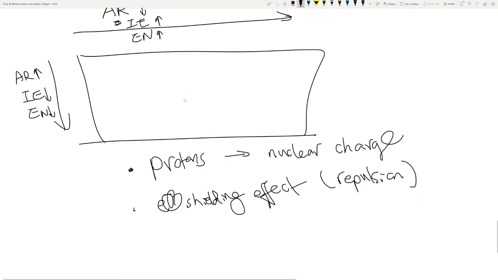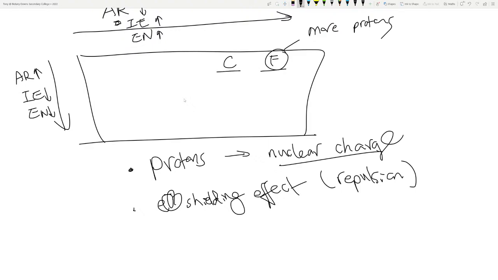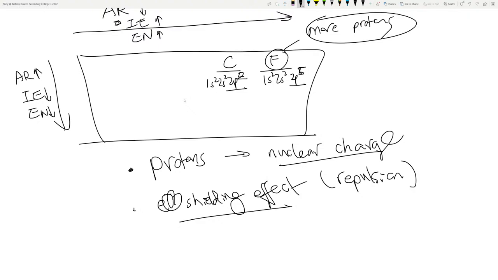For example, if I compare carbon versus fluorine, why is fluorine smaller? It's because fluorine has more protons. So what does that mean? That means it has more nuclear charge. And also, if you look at carbon and fluorine, this is 1s2, 2s2, 2p2, and this is 1s2, 2s2, 2p5. So the outer electrons are all in the same outer shell, so they would have a similar amount of shielding effect, but because fluorine has more protons, it's going to get smaller, okay? Because the electrons are experiencing more force, so they're pulled in towards the nucleus.